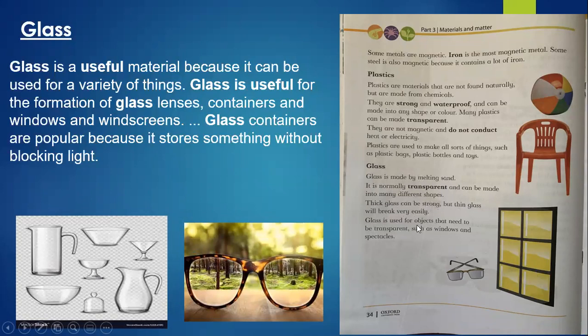Glass is used for objects that need to be transparent, such as windows and spectacles. Why are window glasses transparent? Because we need to see outside through our windows. They're transparent. Look, all these are transparent. When you put anything inside it, you can easily see it from outside. Mostly glass is transparent. Sometimes it is also colored.